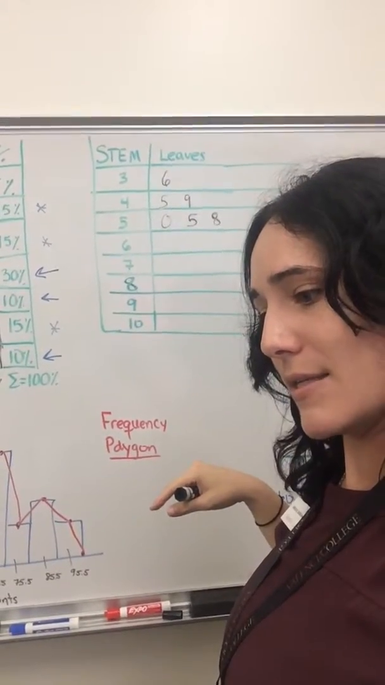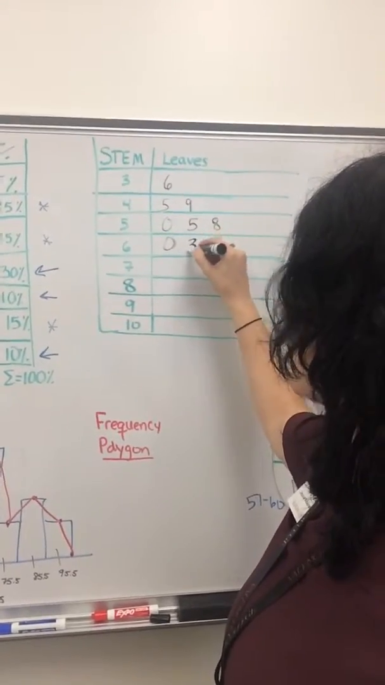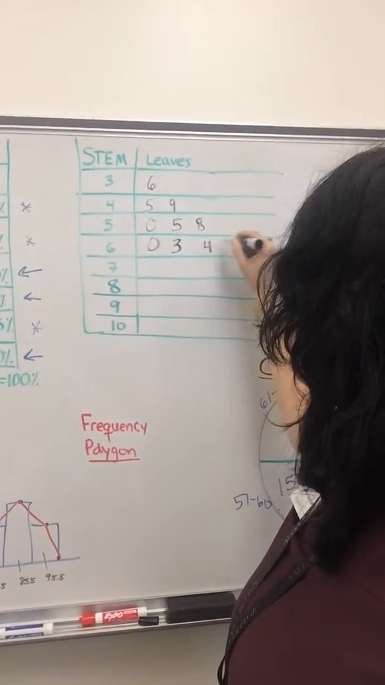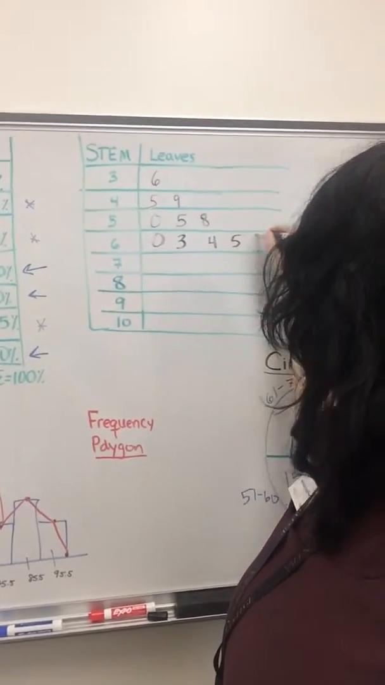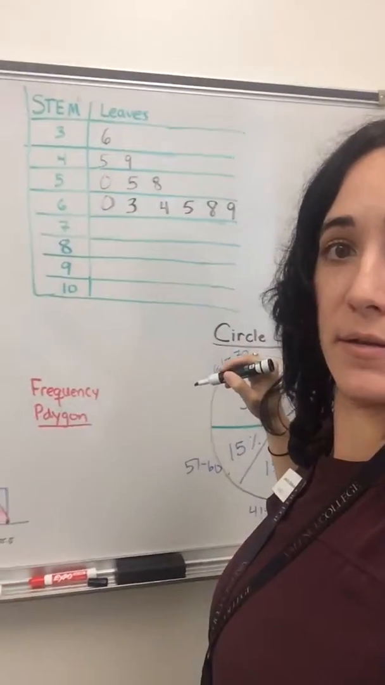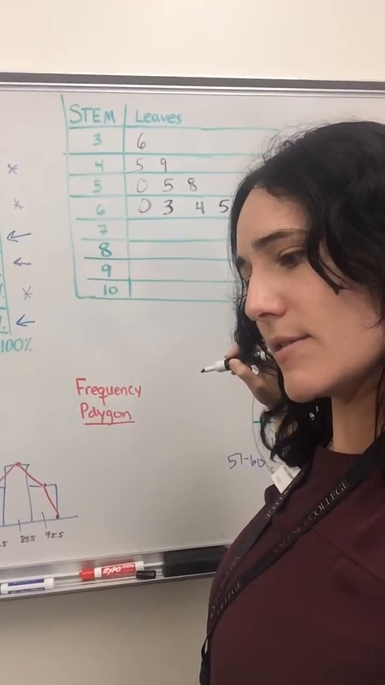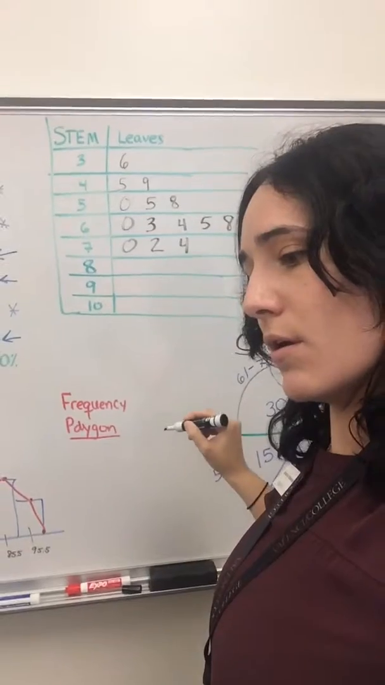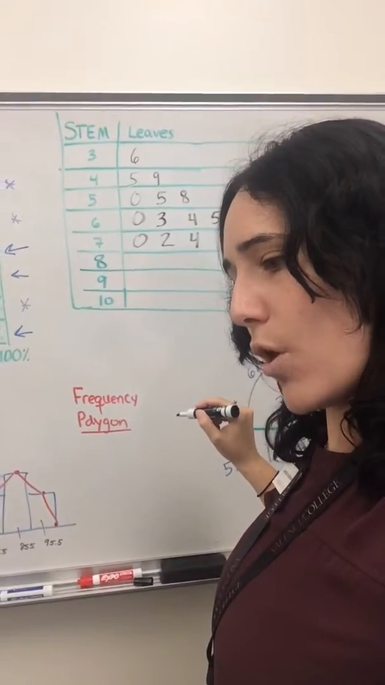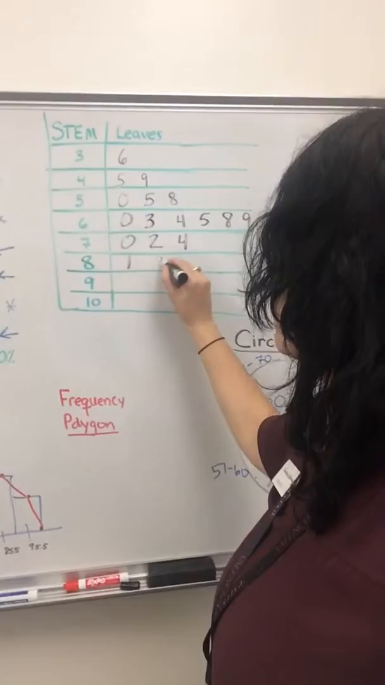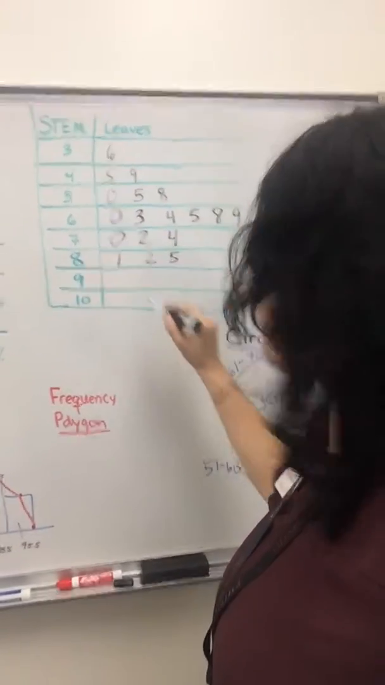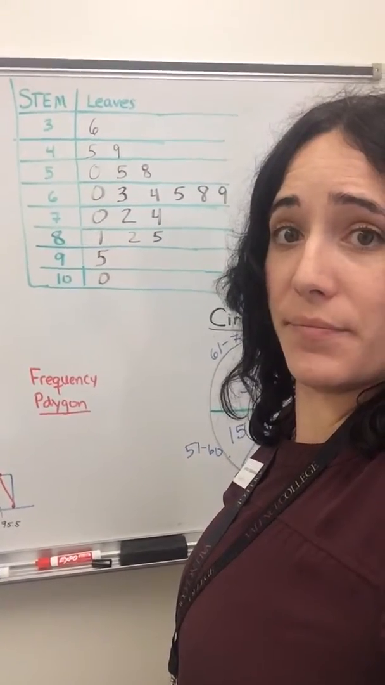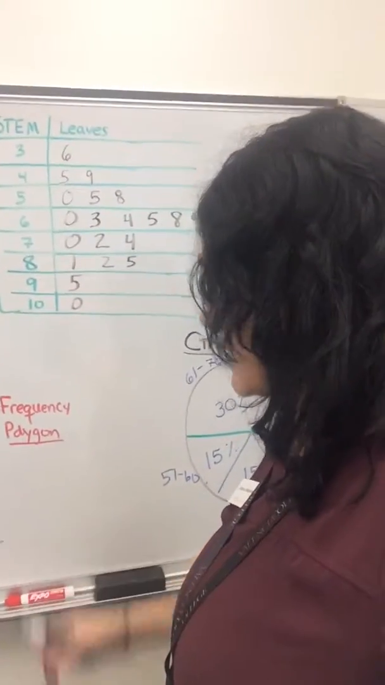We also had a 60, a 63, a 64, a 65, a 68, and a 69. That was our modal class. We also had a 70, a 72, and a 74. We had an 81, an 82, and an 85. A 95, and a 100. So that is our stem and leaf plot. Again, noticing there's no commas in between your digits.